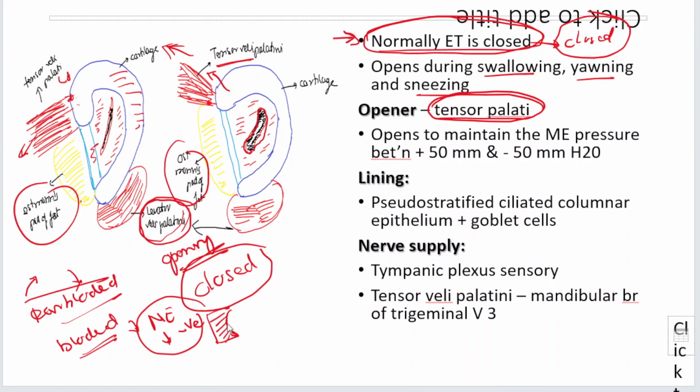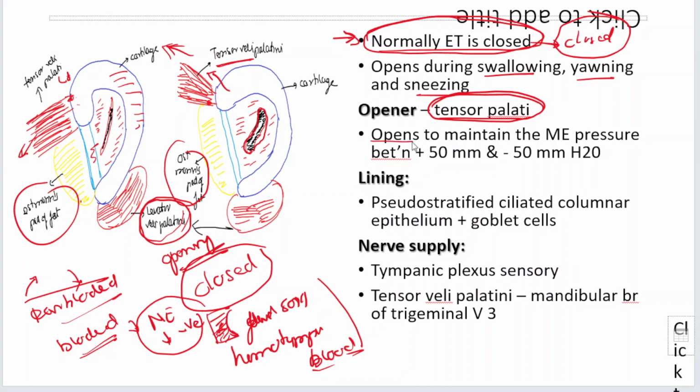The tympanic membrane goes inside, and sometimes it can be so severe that there will be collection of fluid in the middle ear. That is called serous otitis media. Sometimes there can be hemotympanum, that is, there can be blood also in the middle ear. This can be so severe when the eustachian tube gets closed and the middle ear pressure becomes negative. What is the function of this eustachian tube?